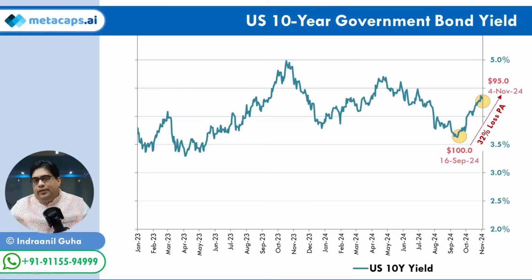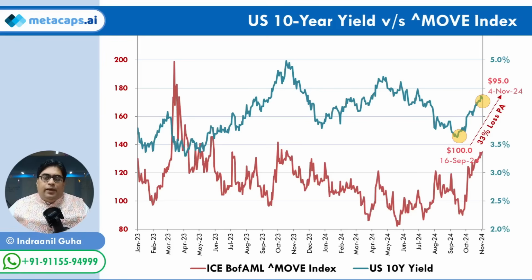And whenever you get a big spike in volatility in the US government bond market, you get a spike in this red line. This red line represents what is called the BofA ML MOVE Index. BofA stands for Bank of America Merrill Lynch. Bank of America Merrill Lynch basically owns this index. This index tracks the volatility in the US government bond market.